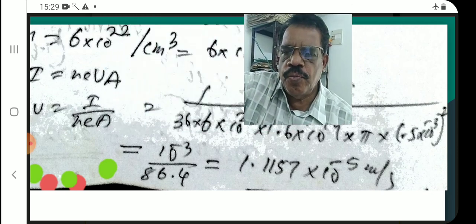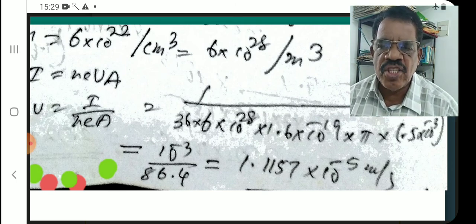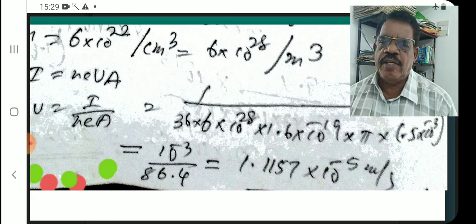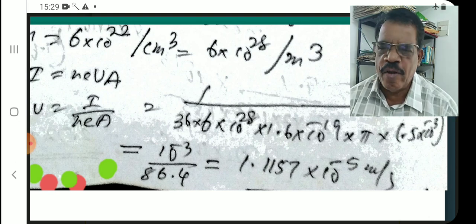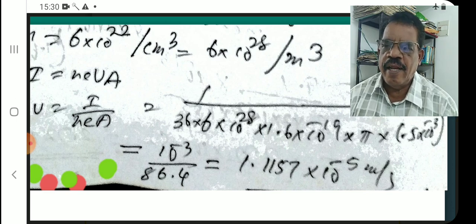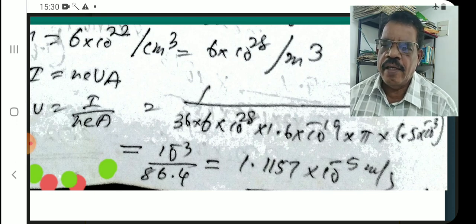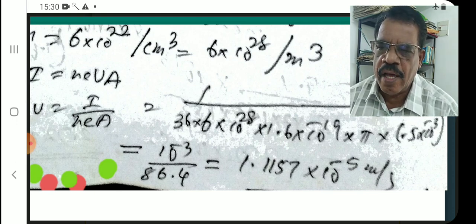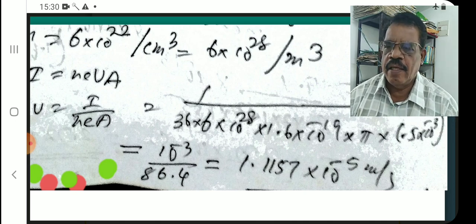That is 10 raised to minus 3 by 86.4, equal to 1.1157 into 10 raised to minus 5 meter per second. That is the drift speed. You note the drift speed is small, 10 raised to minus 4 or minus 5 order. In this problem, we get a 10 raised to minus 5 order. So that is all with your 23rd lecture on conduction in solid state physics, and we continue our class with the residual resistivity. That is the topic in the next class. Thank you very much.